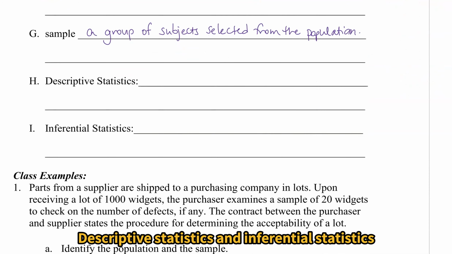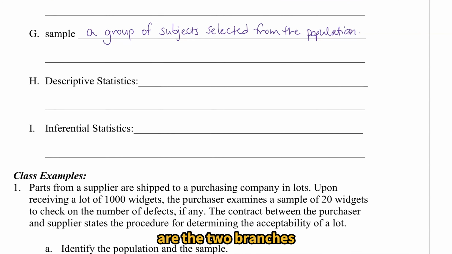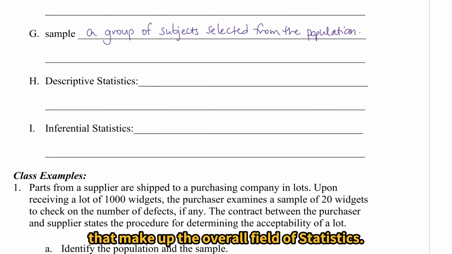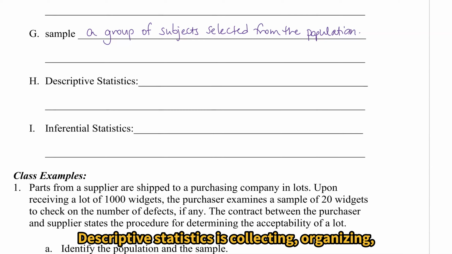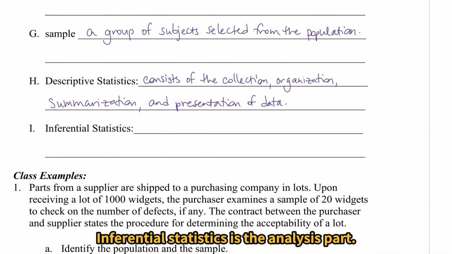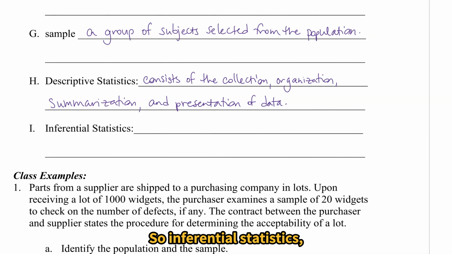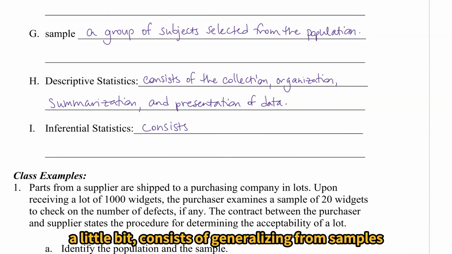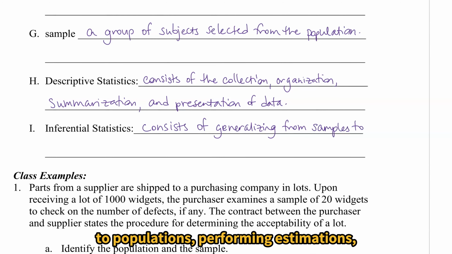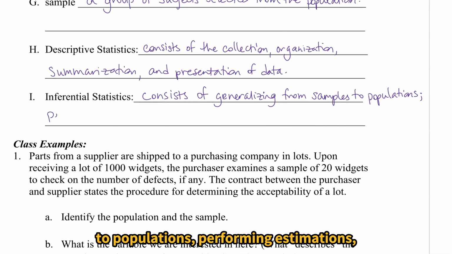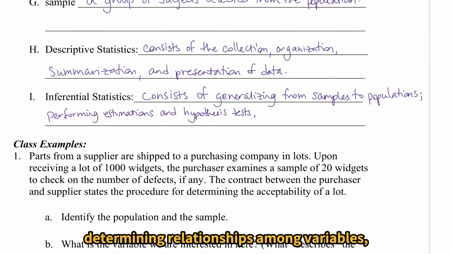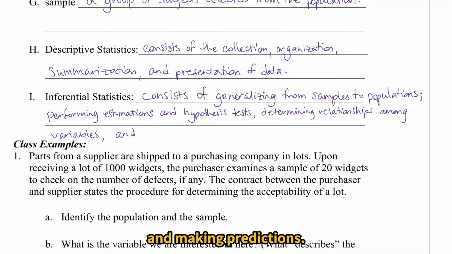Descriptive statistics and inferential statistics are the two branches that make up the overall field of statistics. Descriptive statistics is collecting, organizing, summarizing, and presenting the data. Inferential statistics is the analysis part. So inferential statistics, and I'm going to expand that word analysis a little bit, consists of generalizing from samples to populations, performing estimations and hypothesis tests, determining relationships among variables, and making predictions.